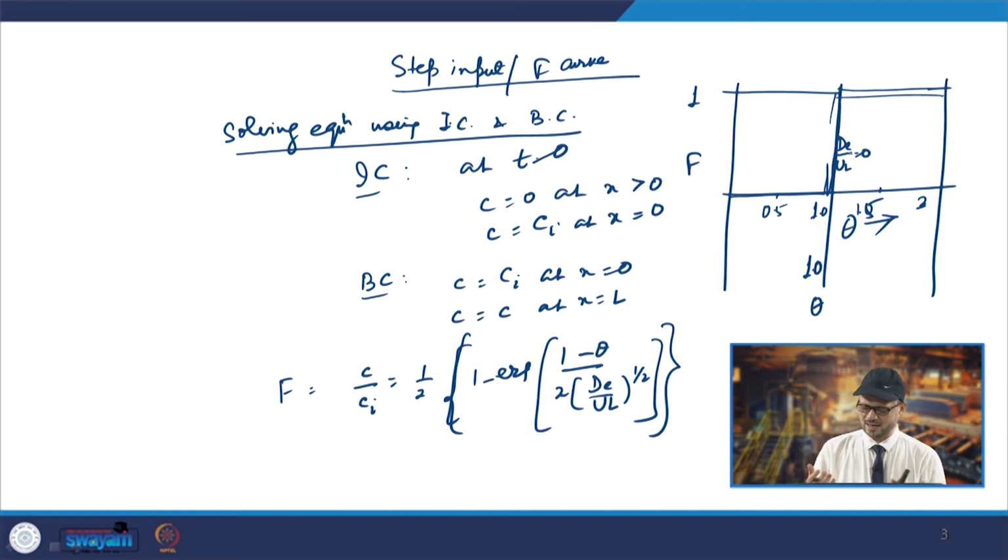Now as the dE by UL increases, the other extreme value will be dE by UL for completely well mixed flow. That is for dE by UL at infinity, and that model will go like this. So this is the curve for dE by UL equal to infinity. So you will have one extreme as the plug flow, and the other as the well mixed flow.